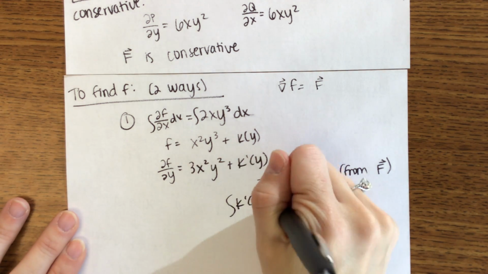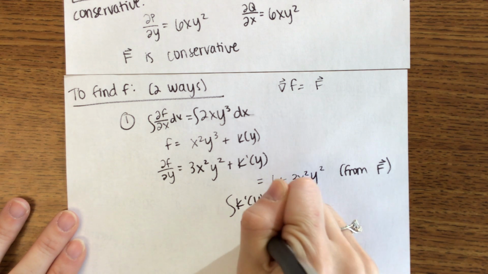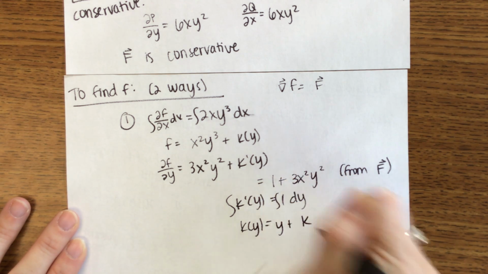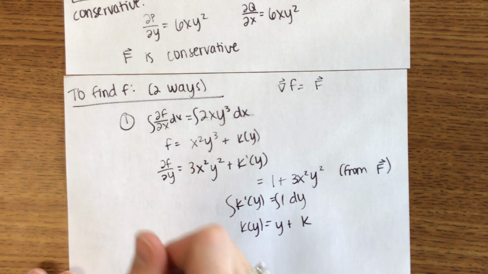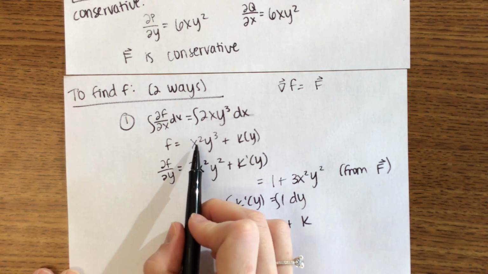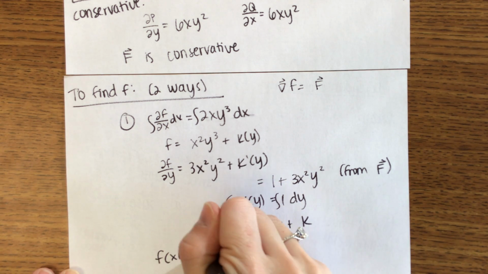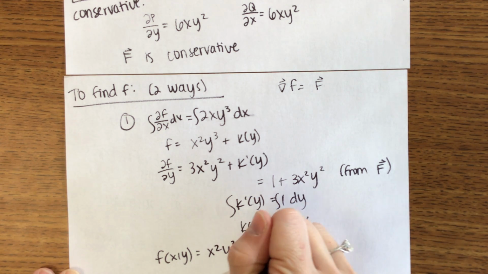So we will integrate with respect to y. Our k of y then is y plus some constant. We've already taken care of x. So this constant k is going to be a number. So our potential function then is x squared y cubed plus k of y, which was right here.